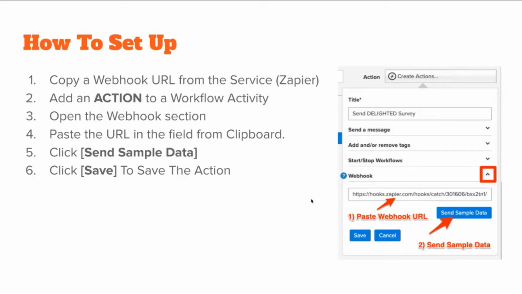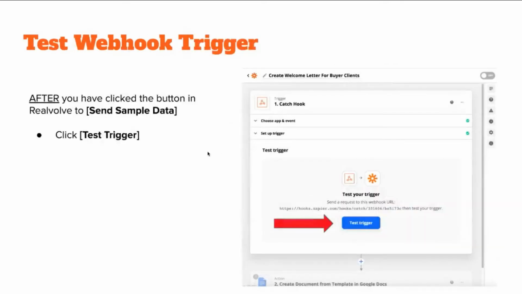So once you've done the send sample data, you can then go to Zapier. And in that previous screen where we were doing the copy, when we click on continue, it brings you to this screen where we would catch the hook. We're going to test that trigger. We just did that send sample data. We just sent sample data to that URL.